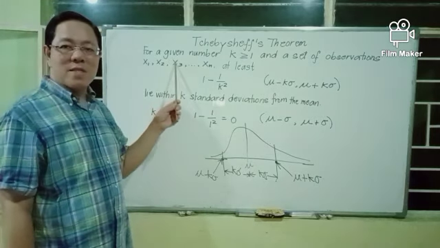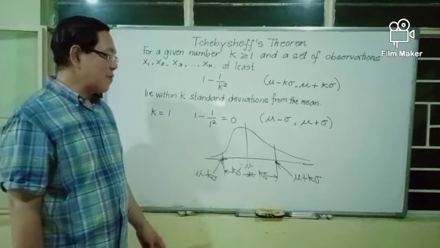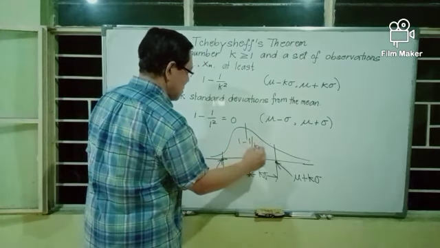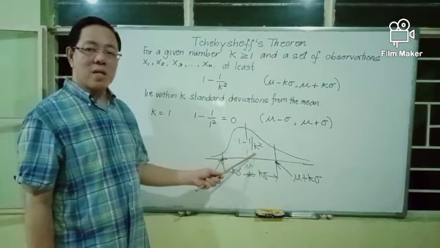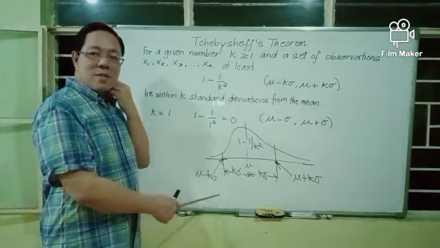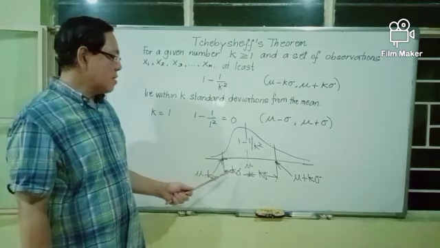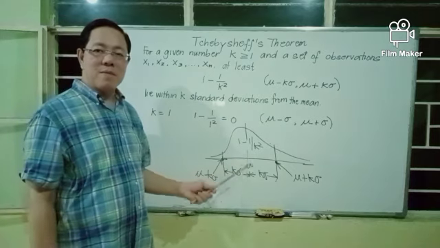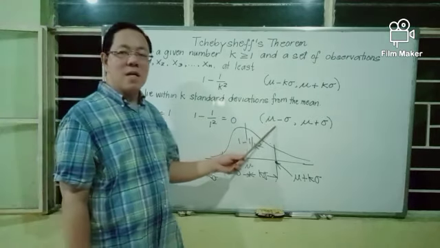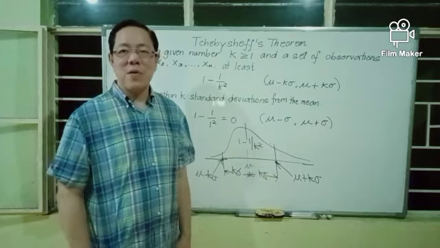And Tchebysheff's theorem says that within this interval, within k standard deviations from the mean, 1 minus 1 over k squared of these observations lie in this open interval from mu minus k sigma to mu plus k sigma. And if k is equal to 1, it means that none of the observations are guaranteed to lie in the interval from mu minus sigma to mu plus sigma, which is not very useful and meaningful.